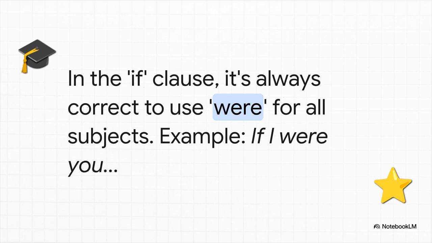And here is a special and really important pro tip. When you're using the verb to be in that if clause, the grammatically correct form for all subjects, I, he, she, you, all of them, is were. So while you might hear people say, if I was you, the classic correct form is always, if I were you. It's like a secret handshake that signals you're deep in imaginary territory.